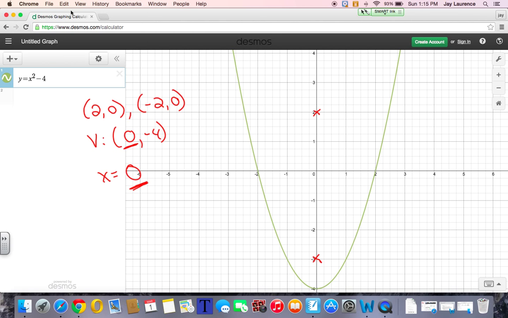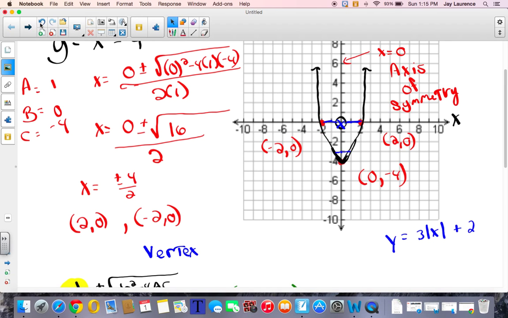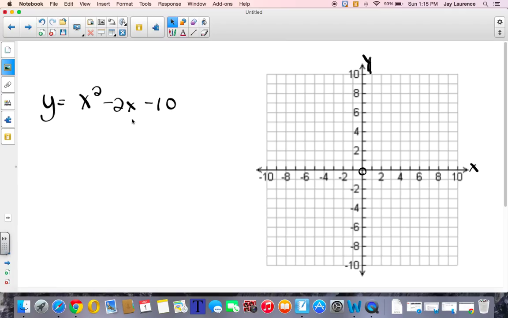All right, so let me get rid of these. Okay, I'll get rid of that equation, and let's go try another one. So this time we have x squared minus 2x minus 8. And I like A, B, C. Easy as 1, negative 2, negative 8.